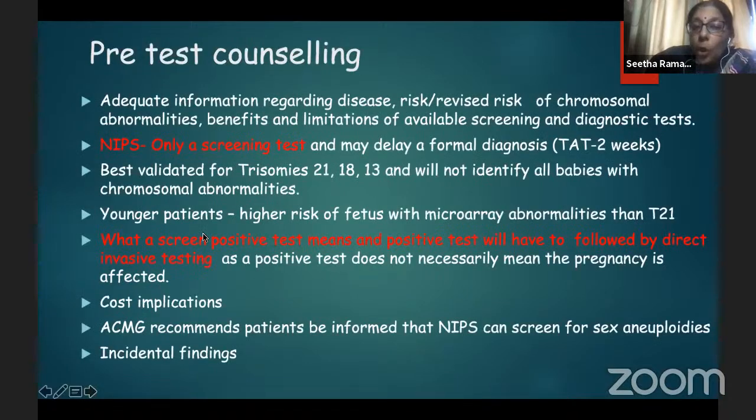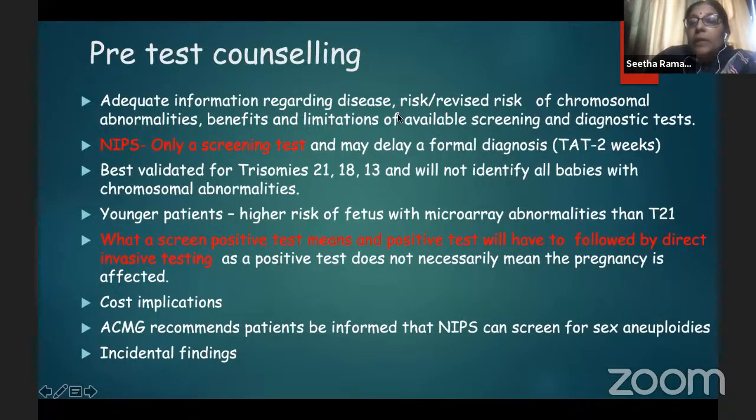So again, the bottom line comes to how well we counsel this woman before she embarks on any test for that matter, be it a double marker or an ultrasound even, or when she embarks on an NIPS. And this comes from the obstetrician because they are the ones who deal with the report. So it is important to have proper pre-test counseling.